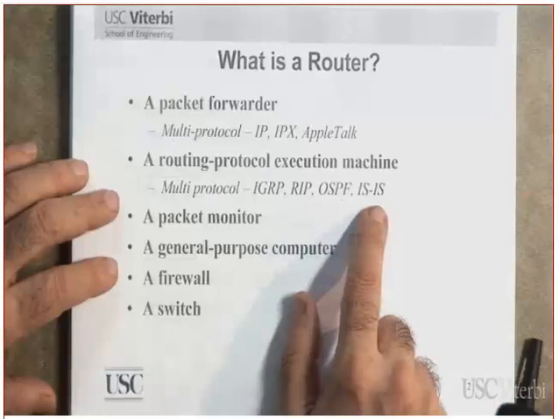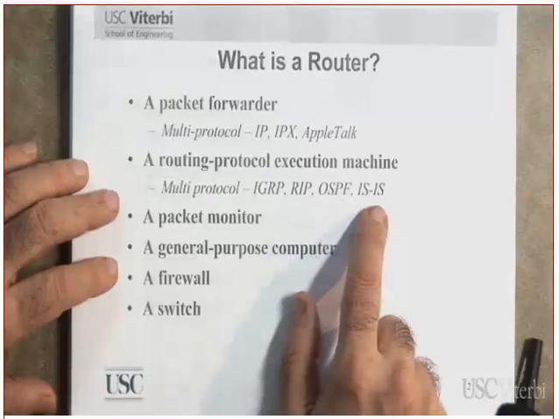Why one or more? We will see when we talk about autonomous systems that there are what are known as internal routing protocols and external routing protocols. That's what it means by one or more routing protocols. Each exchanges state information with other routers. I am a router and you are a router, I need you.